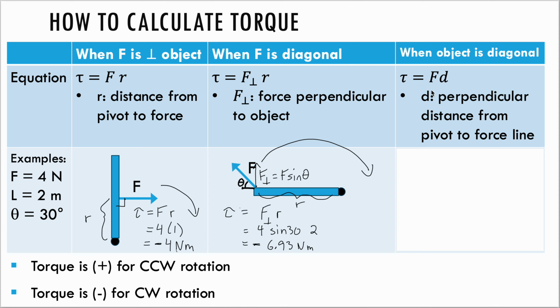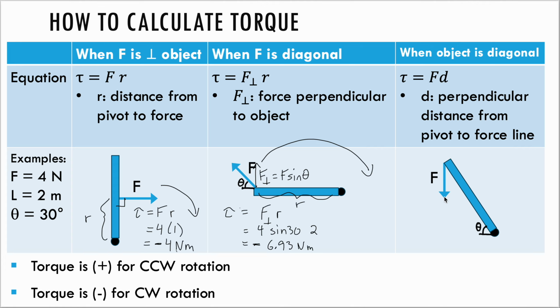When the object is diagonal, I prefer to use the torque equals F times D definition, where D is the perpendicular distance from the pivot to the force line. Let's see how to apply this in an example. In this example, the beam is diagonal, and the force is not diagonal. That's why we're not using the second definition. So we want to draw D on the diagram.